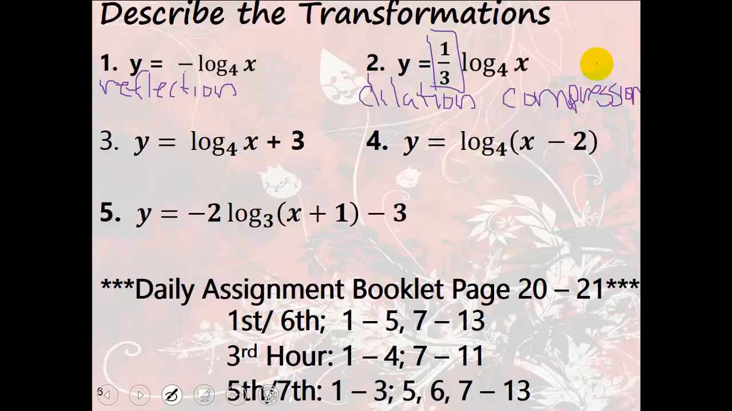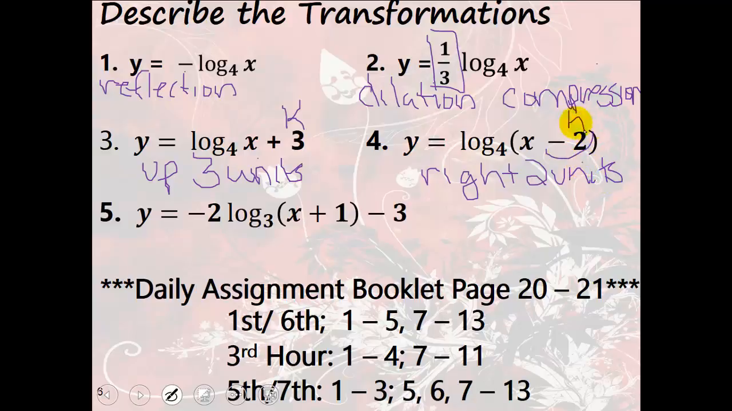Number 3, I have y equals log base 4 of the input x plus 3. So I don't have a reflection because there's no negative. I don't have a dilation. My H value is 0. This is not in parentheses, so this is your K. So I am going to be up 3 units. Look at this one. This is an H. H is always going to be in the parentheses. K will not be. That's how you tell the difference. So this is x minus 2. So that means I'm going to go right 2 units, because it's the opposite sign inside here.